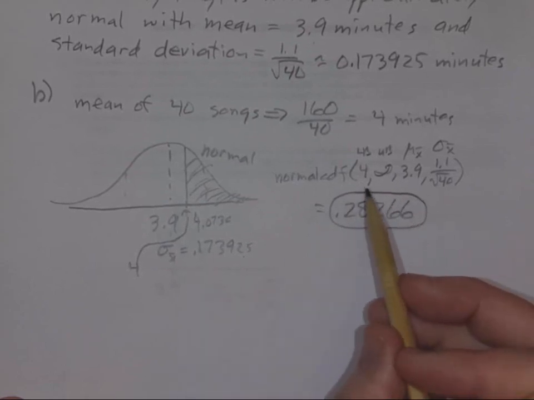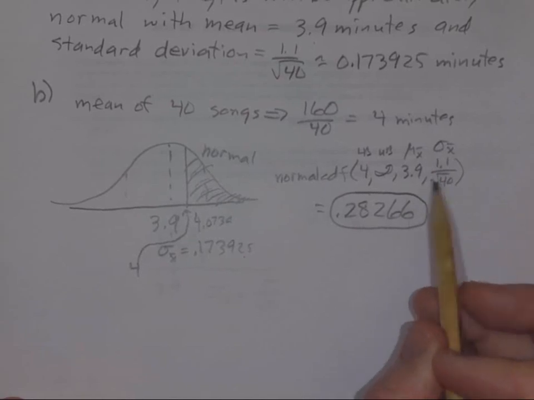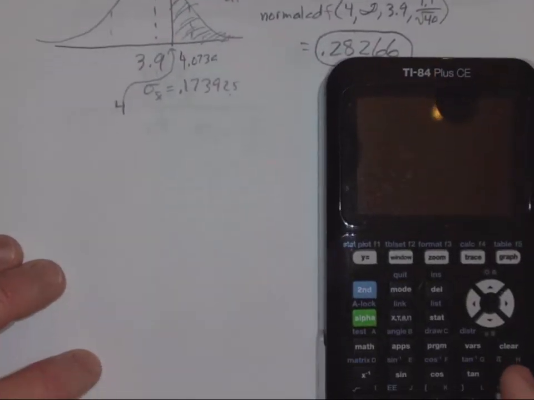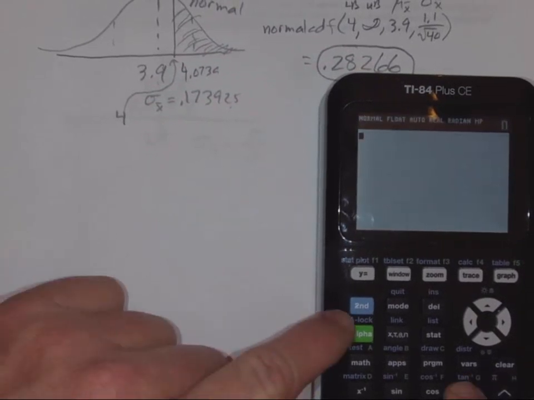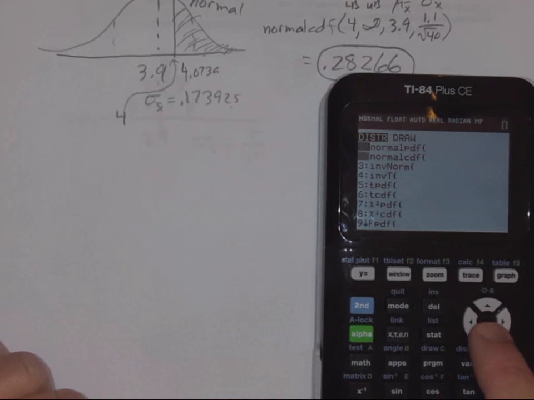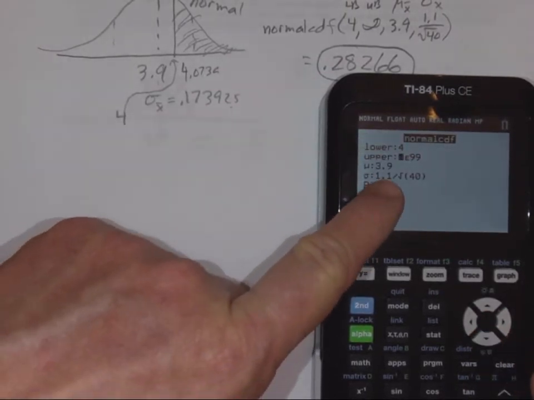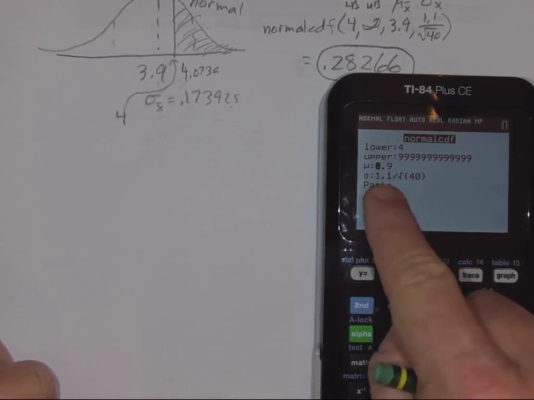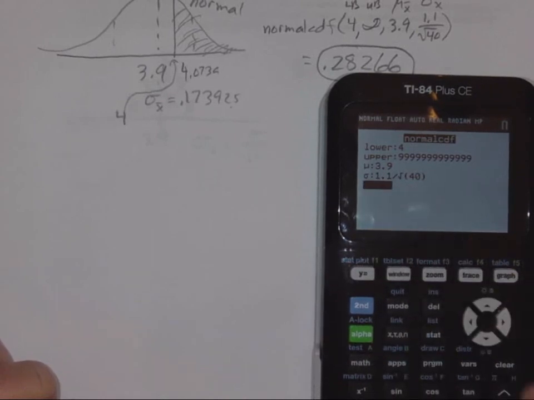The probability of getting from 4 to infinity, given the mean is that and the standard deviation is that. Notice I've labeled it properly. And of course, normal CDF on your calculator, which we've done many times. So let's do that. We would say second distribution and go down to normal CDF, and then the lower value is 4, the upper value is infinity, or you could just put 9 trillion or something, and then the mean is 3.9, and then the standard deviation is 1.1 over the square root of 40.